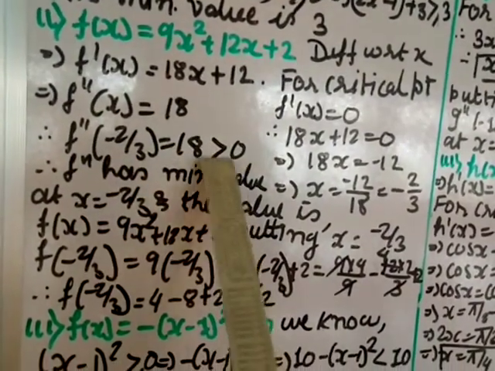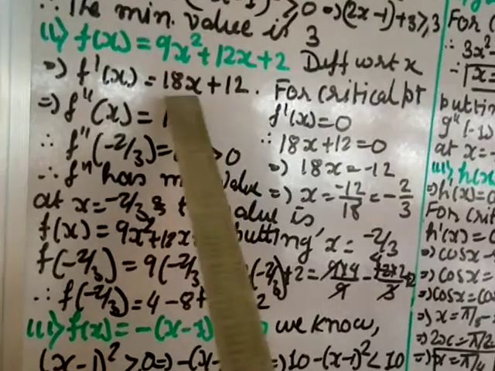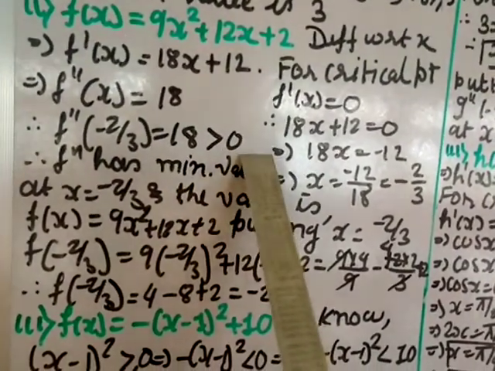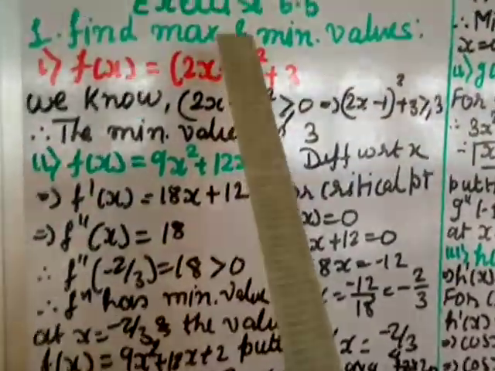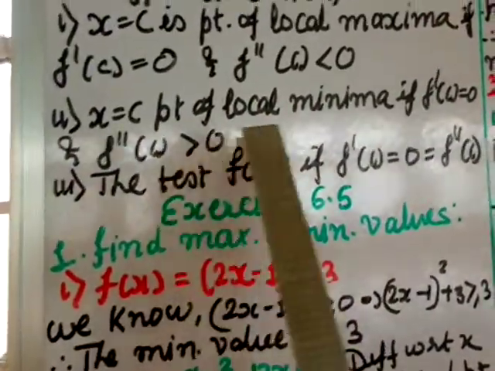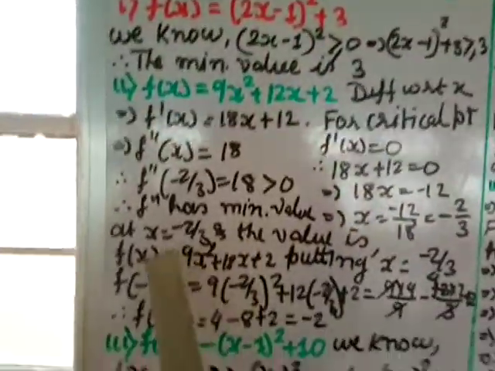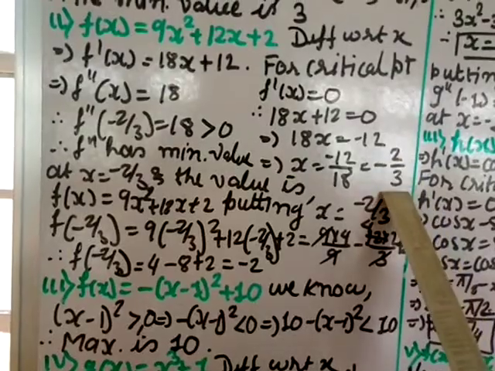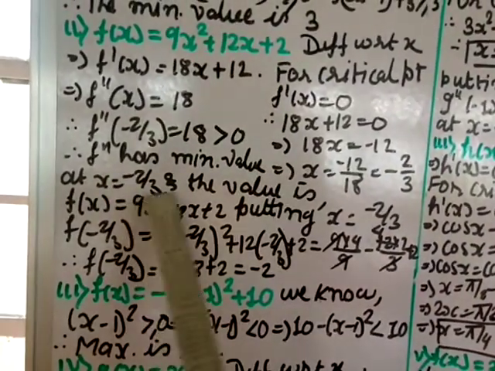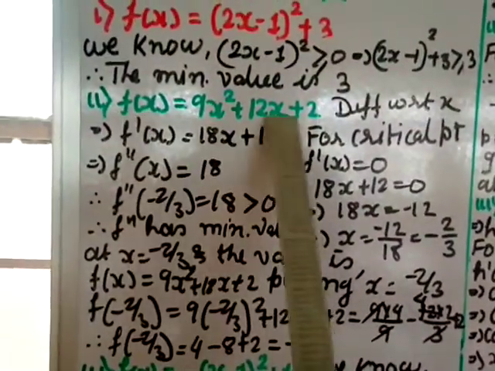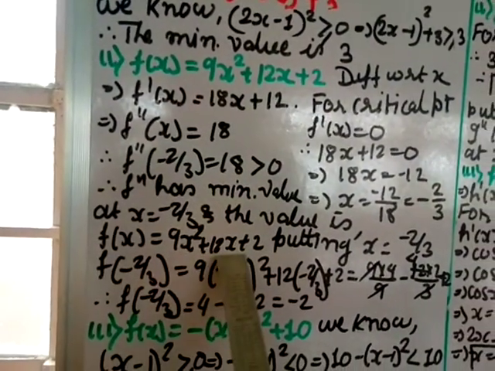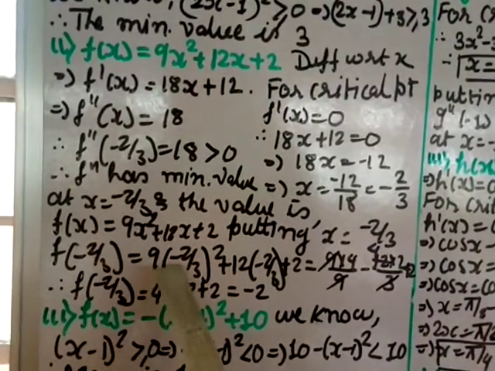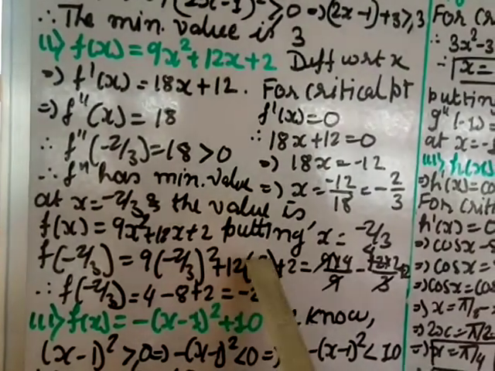Since there is no x in 18, there is no point in putting the value. Whatever you get, positive or negative, this 18 remains the same, so it is greater than 0. That means by this formula, if it is greater than 0, it has local minimum. So we can say that the function has local minimum value at x equal to minus 2 by 3. And what is the value? You have to put this minus 2 by 3 in the given function 9x square plus 12x plus 2. So put x equal to minus 2 by 3: 9 times (minus 2 by 3) whole square plus 12 times (minus 2 by 3) plus 2.